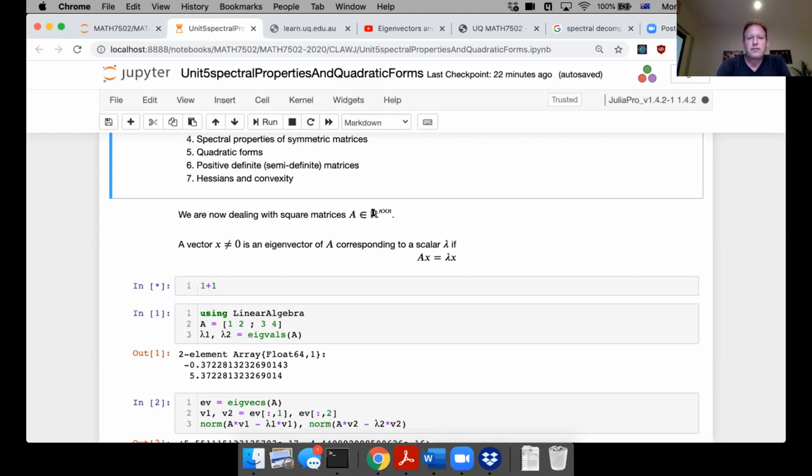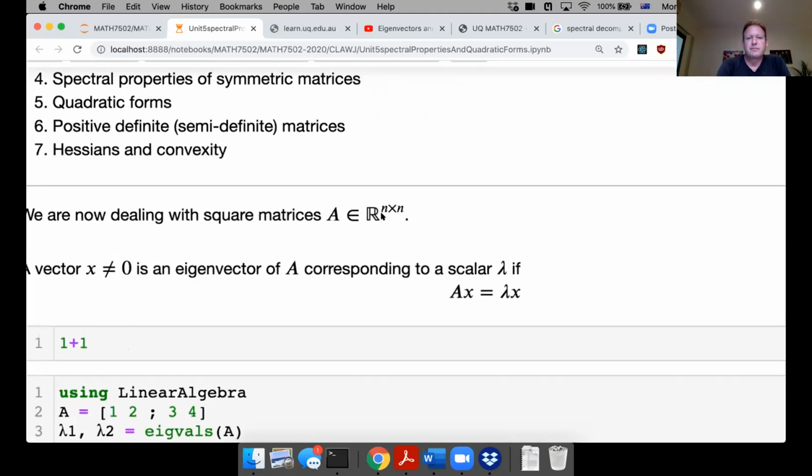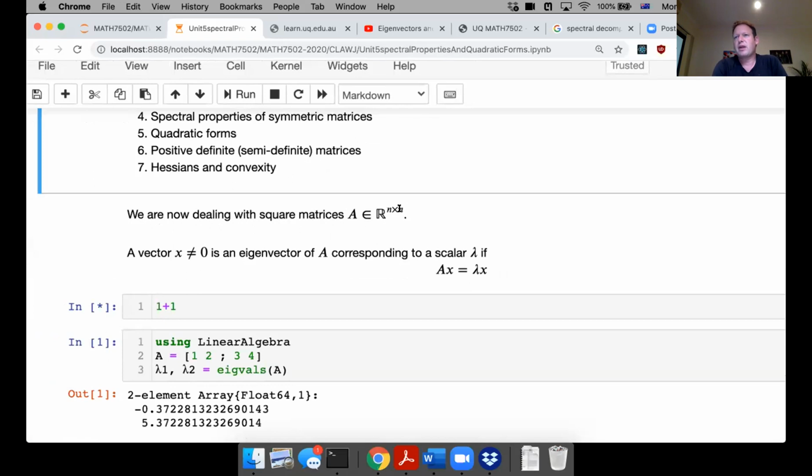So first of all, we're dealing with square matrices. Okay, so the matrix is square. You can't speak about eigenvalues of non-square matrices. And this is a definition. You take some matrix A, and you take X, which is a vector, but it can't be the zero vector. You're not allowed to speak about the zero vector.